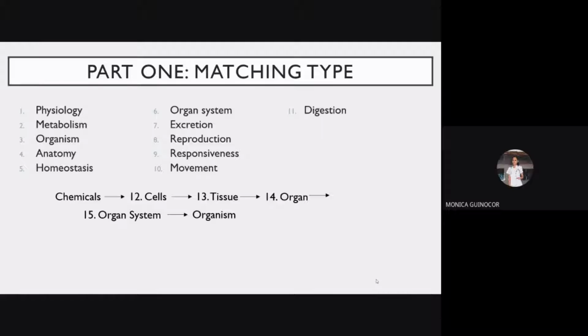Number 14 is the organ. So organ, for example, is the stomach, the heart, the lungs, the brain, and etc. And for number 15 is organ system. Example of an organ system is the digestive system, respiratory system, nervous system, etc. As I have told earlier. So that's all for my report in part 1.